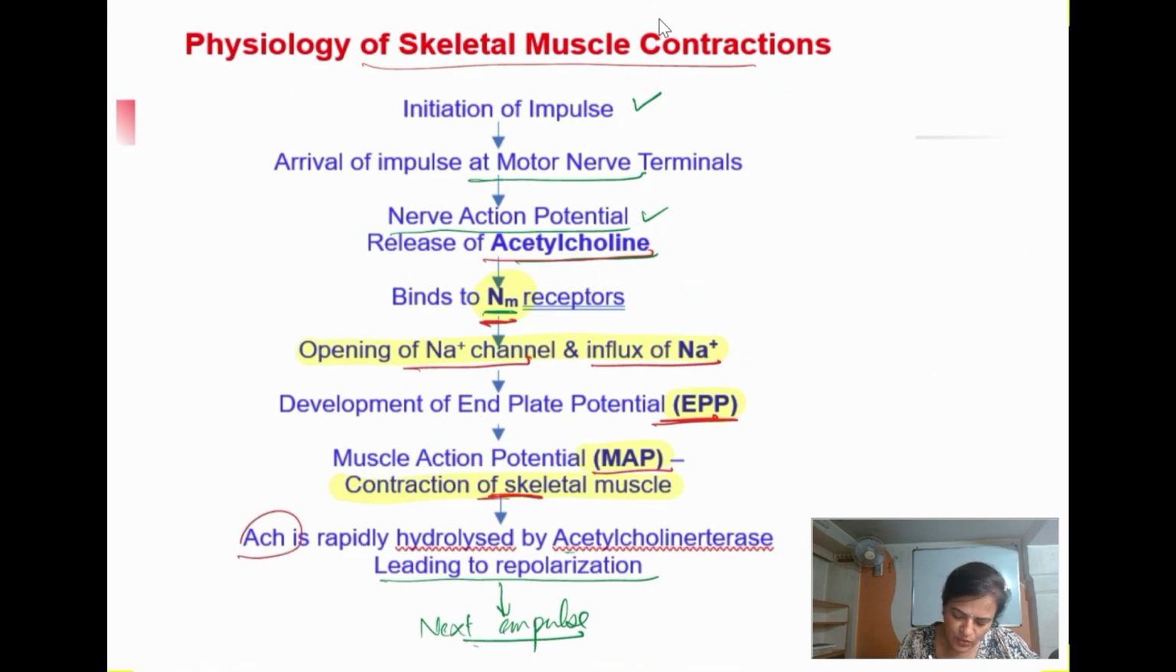Now acetylcholine binds, but it also unbinds. This point is very important here. With acetylcholine, it unbinds, because it is hydrolyzed by the cholinesterase, acetylcholinesterase. Here is cholinesterase, that is the spelling. So that leads to the repolarization. Now it is again ready for the next impulse.